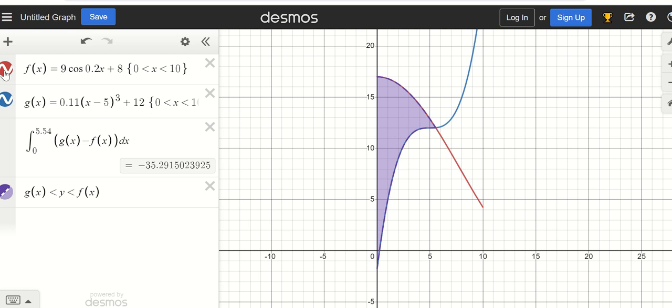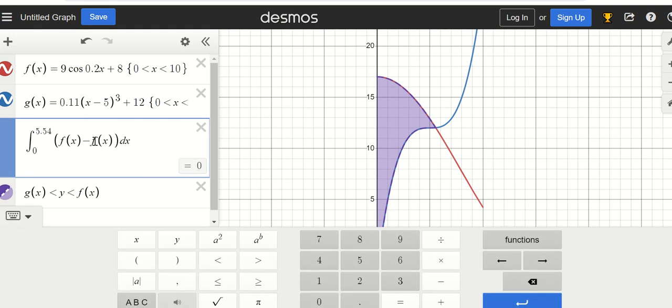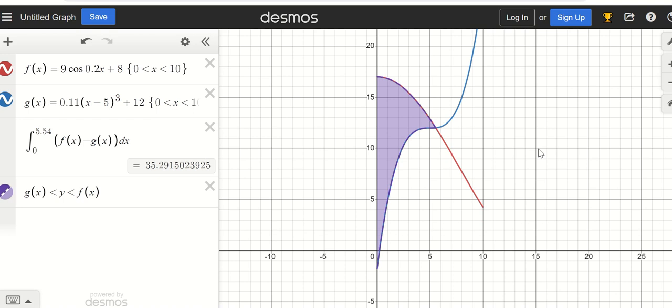If you look at your two functions, the red function is f of x and the blue function is g of x. So we want to do top function minus the bottom function for area between curves, so I should replace the f and the g there, so we're actually subtracting those two functions in the correct order. So if you wanted to then find the area of the next shaded part, you'd be integrating from 5.54 to 10, and it'd be g of x minus f of x because the functions are flipped over.